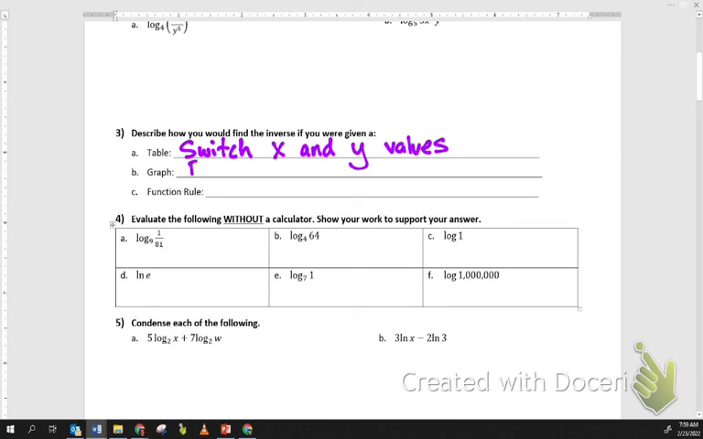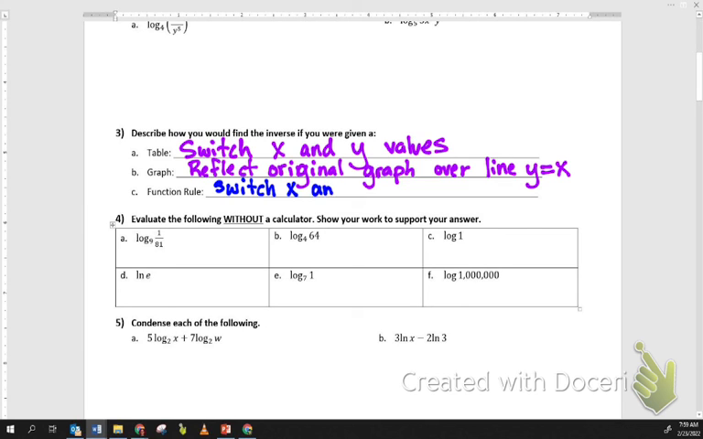If we had a graph, we reflect the original graph over the line y equals x, excuse me. And our function rule, what we've been practicing the past couple days, if we are given a function rule, we switch our x and y values, then solve for y.